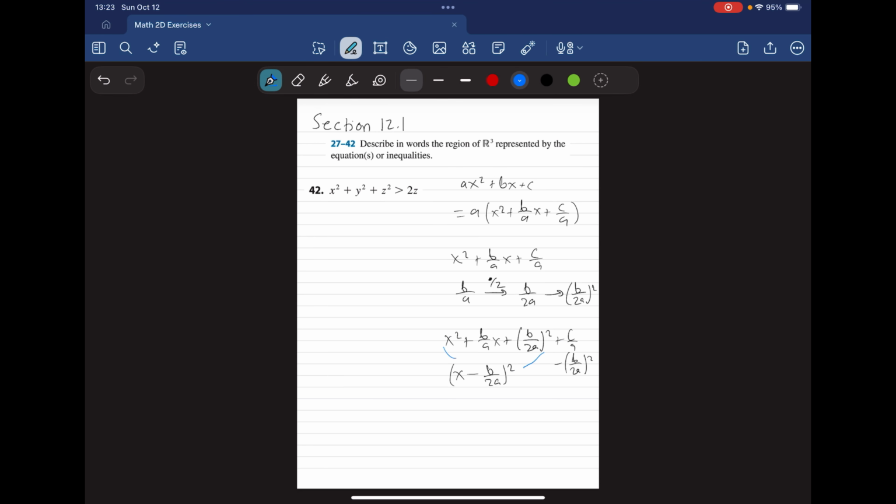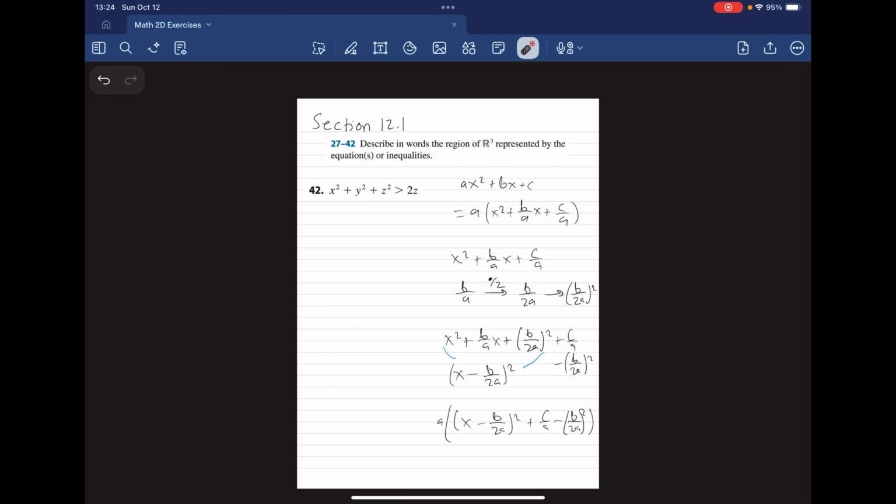I'll leave that for the viewer as an exercise to verify. And so what we get is exactly what we wanted. We got x, remembering that we have the constant a at the front, we get x minus b over 2a squared plus c over a minus b over 2a squared. And then we just need to multiply throughout by a to get the result that I wrote at the beginning.